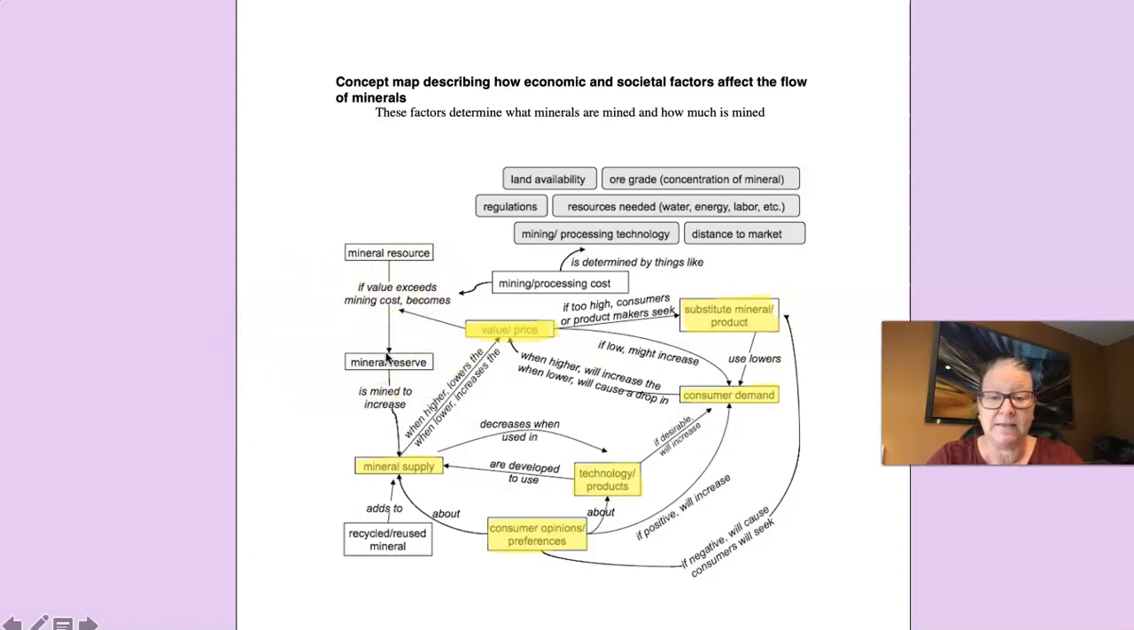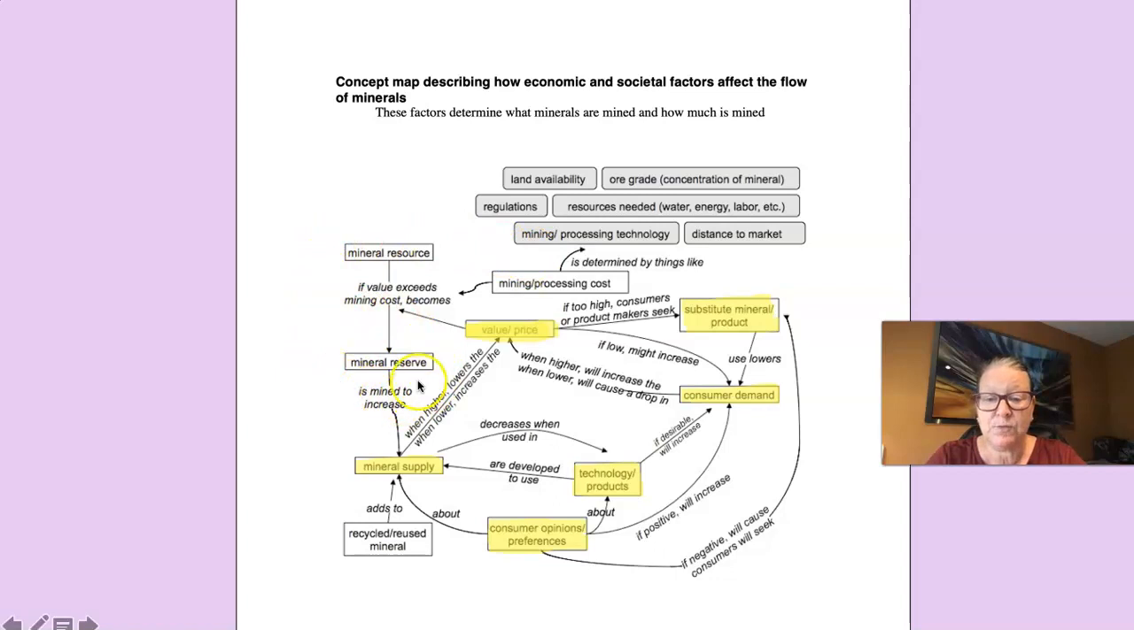And things that affect that include the overall price that people pay for that mineral, which varies quite a bit on a bunch of other factors we'll get to. And then the mining cost, the processing cost, and that depends on all of these things in these darker boxes, which we're going to talk about near the end of the semester when we talk about mining.